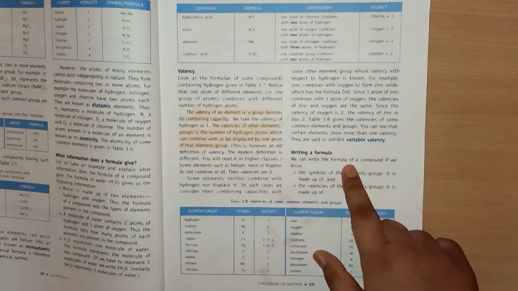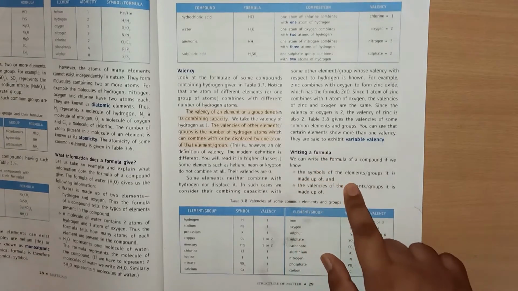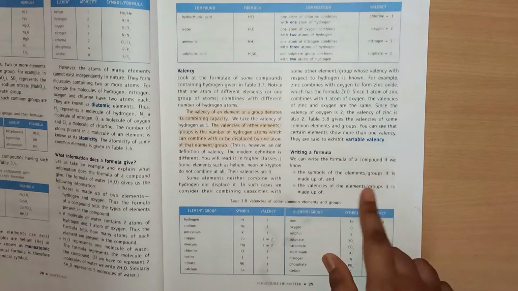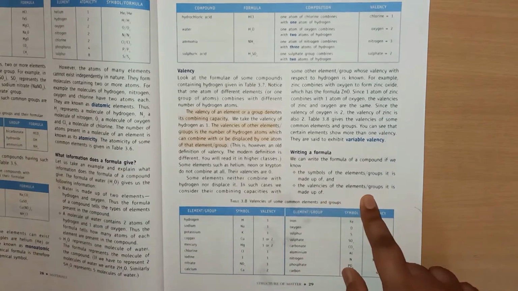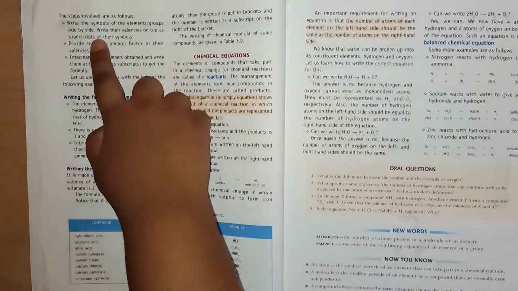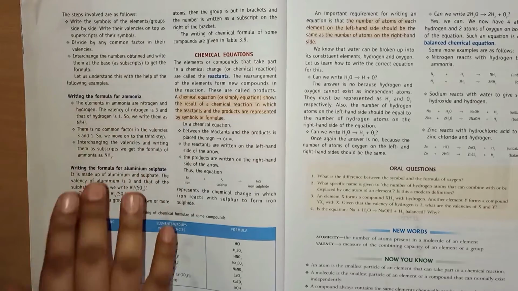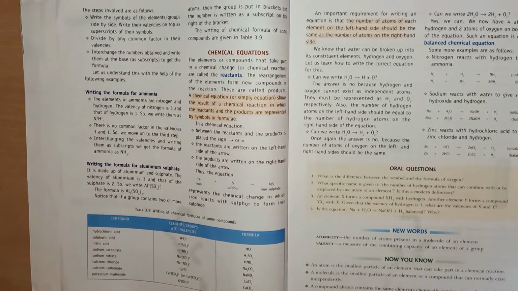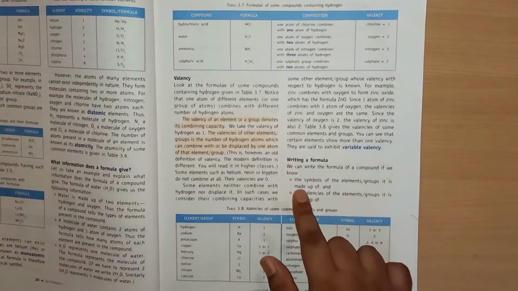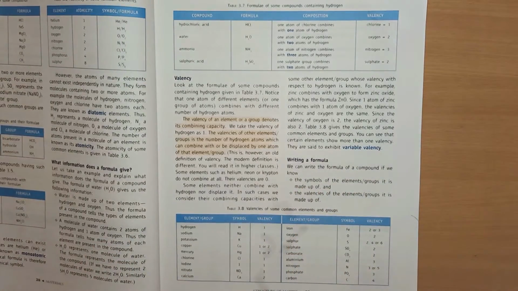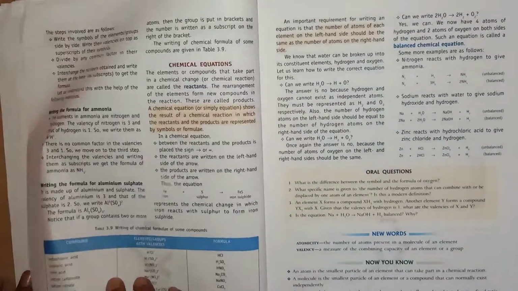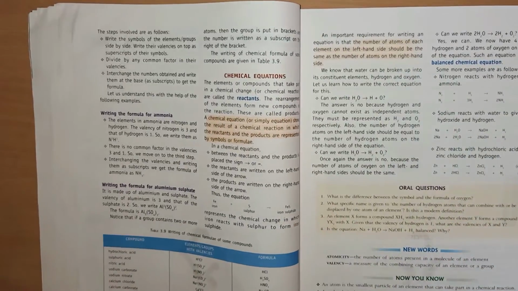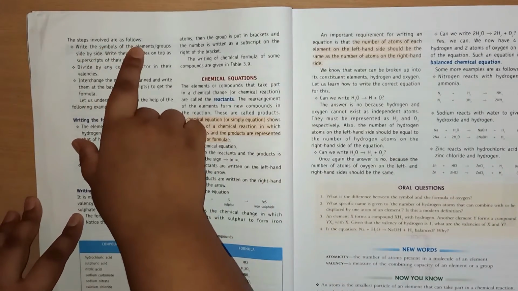Writing formula. We can write the formula of a compound if we know the symbols of the elements or groups it is made up of and the valency of the elements or groups it is made up of. The steps involved are as follows. So here they are telling how to write a formula in which there are elements. We use the symbols and the valencies of the elements to write the formula. Let's start with the process of how we have to write the formula.